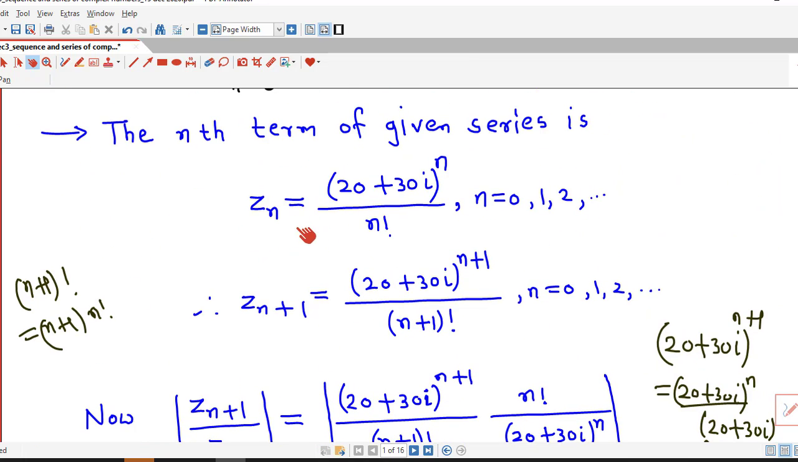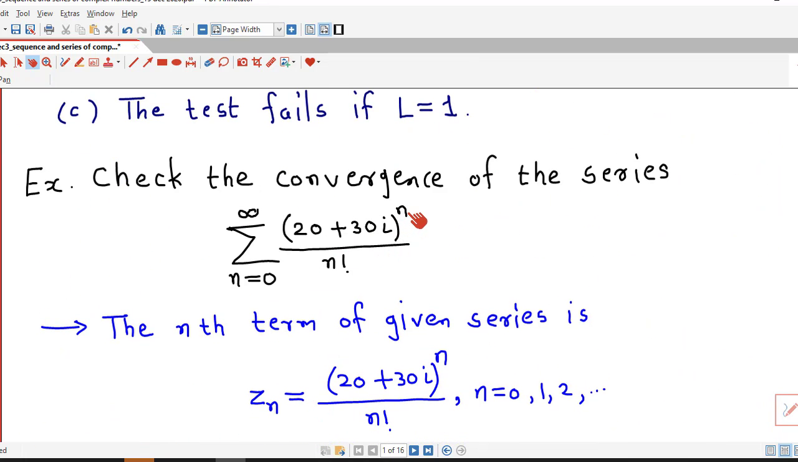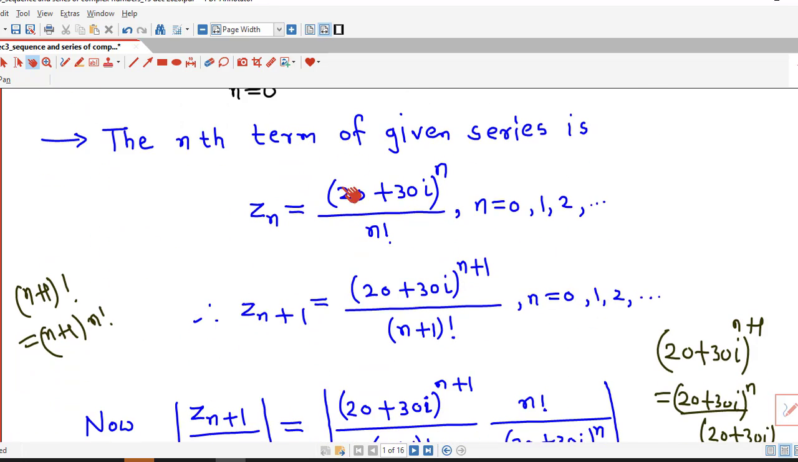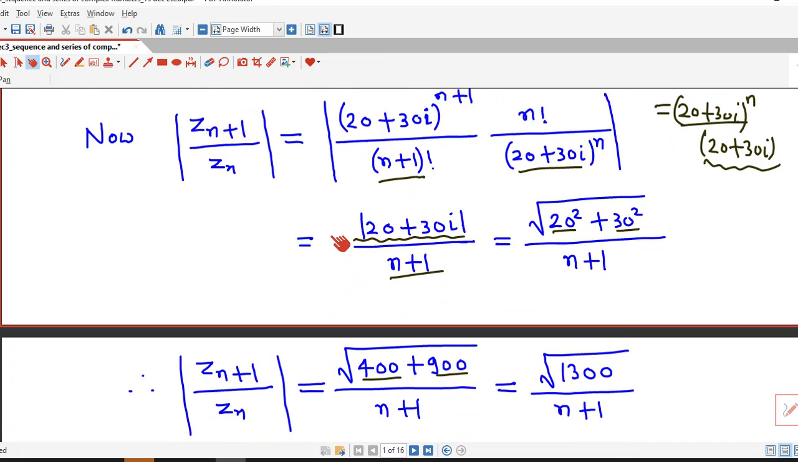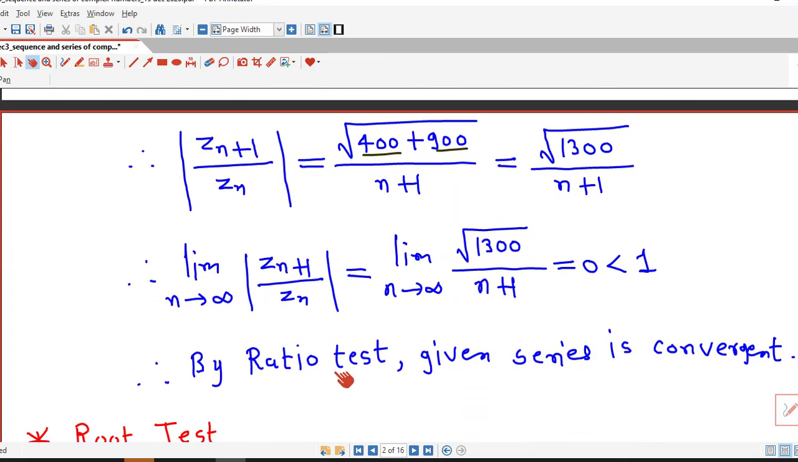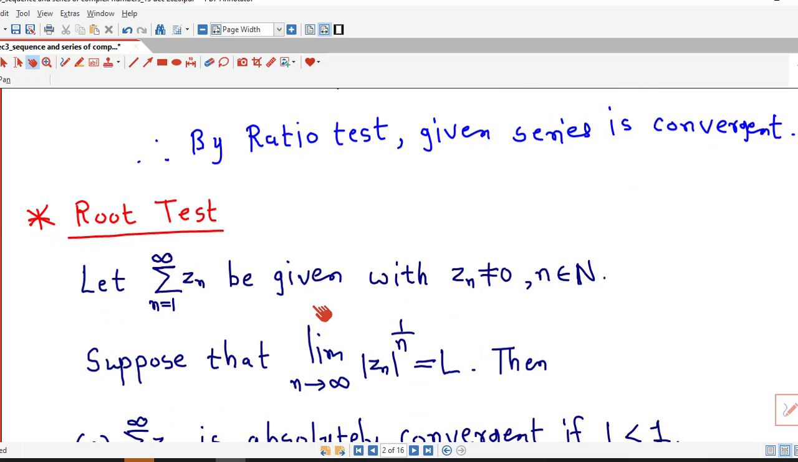So in this way, whenever we have this type of series in which we have this type of nth powers, it is easy to check the convergence using ratio test. We just have to find out limit of absolute value of ratio of n plus 1th term to the nth term. Another important test is root test.